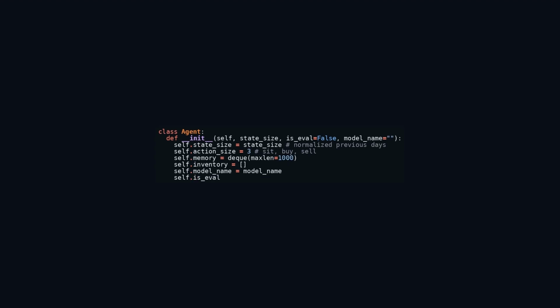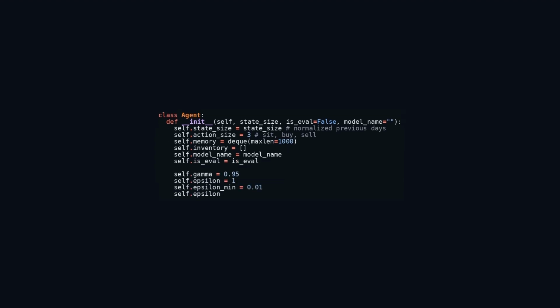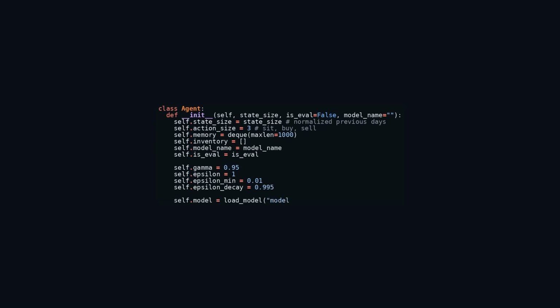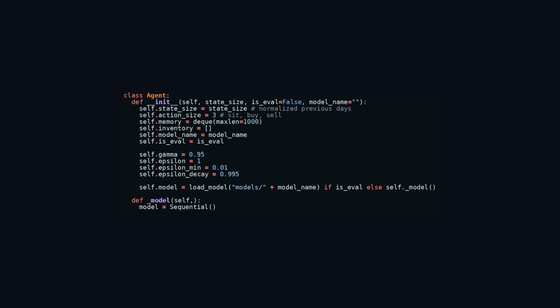The constructor __init__ sets up the agent with specific attributes like state size, model name, and whether it's for training or evaluation. The private function _model establishes a neural network model with distinct layer setups using the Keras library.